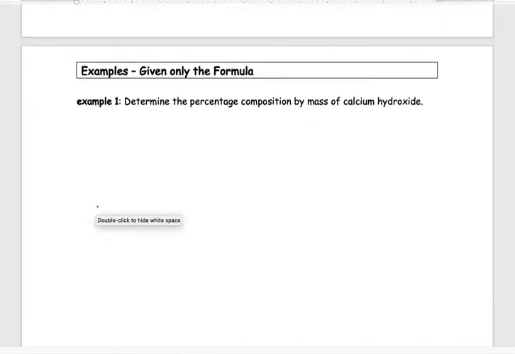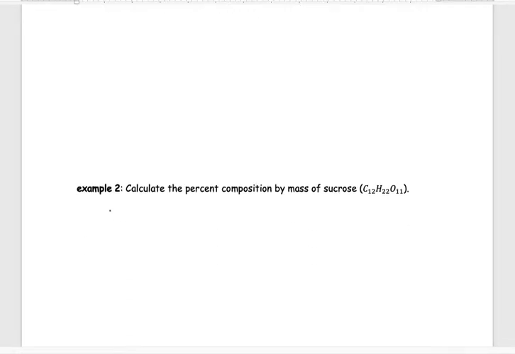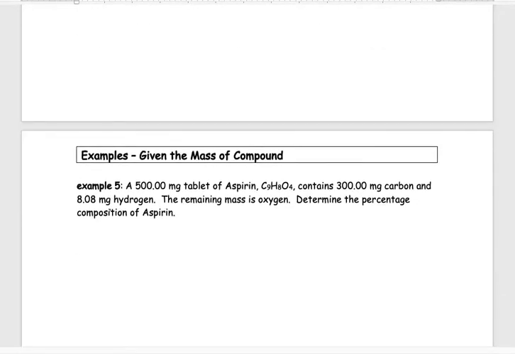All right, we'll start with some examples. We'll start with one that's straightforward: I'm just giving you the compound, and I want you to analyze the different elements that make up that compound and the percent composition of those elements. Then from there, I'm going to give you a case where we start off with the mass of the total compound, and I tell you the mass of one of the elements. Can you find the mass of the other ones?